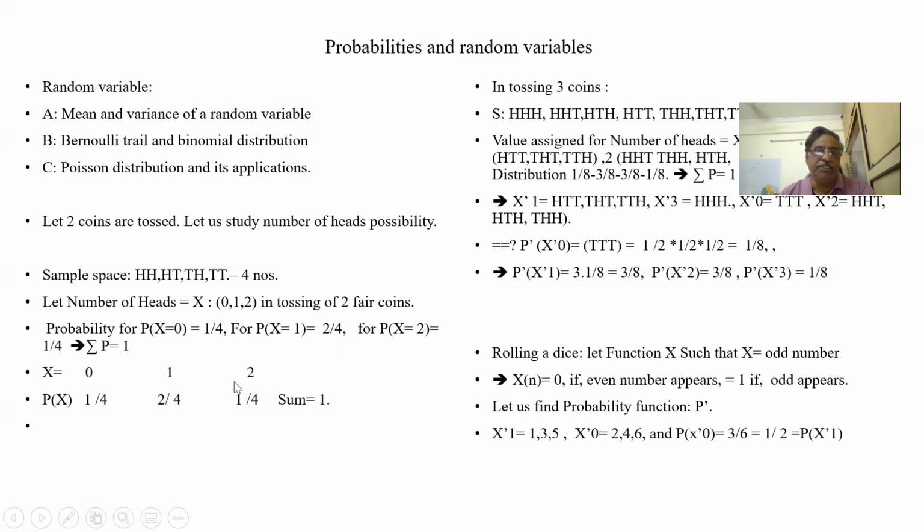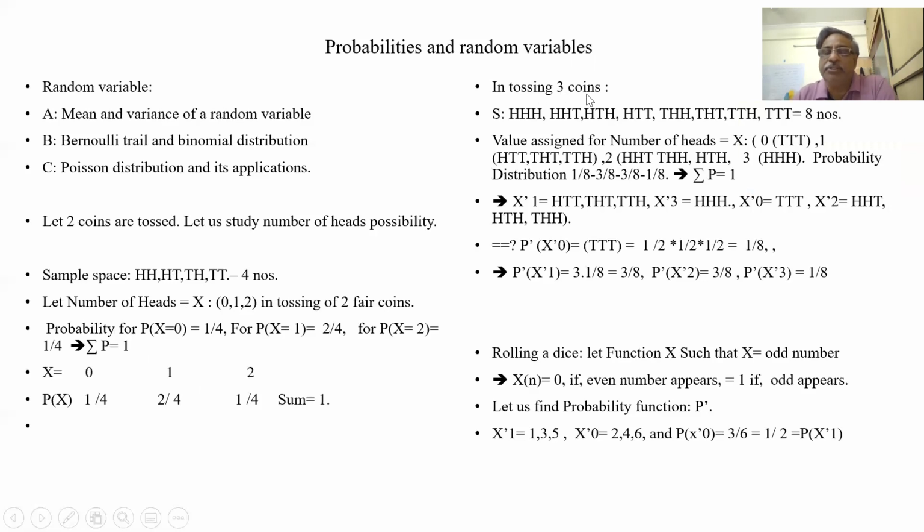So you understand basic probability distribution with respect to a random variable. In this case, the number of heads is the random variable, the number of heads possible in this experiment. Let us see the same experiment with 3 coins.